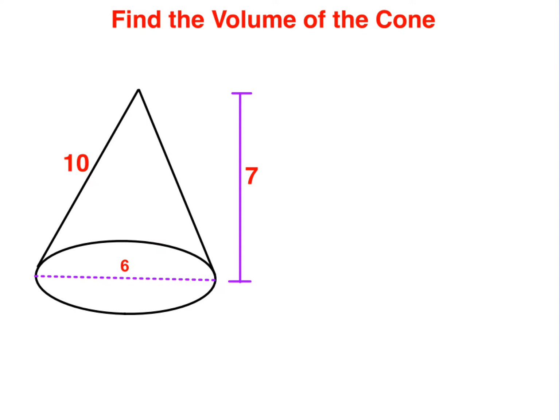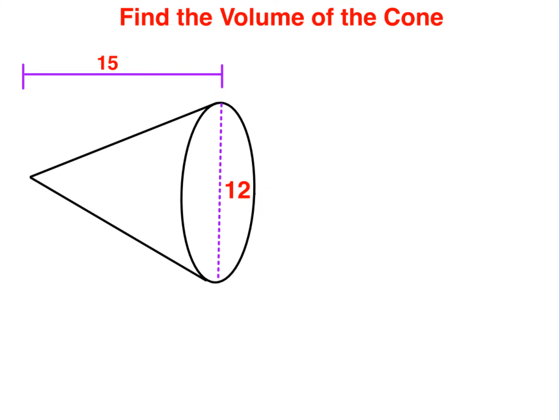All right. Now, let's look at this one right here. So now I've got a cone. It's on its side, but it's still in the shape of a cone, because it comes to a point at the end, and it still has a circular base. So this is still a cone. But if it's on its side, my height is still the distance between my base and that tip. So this is my height, 15.